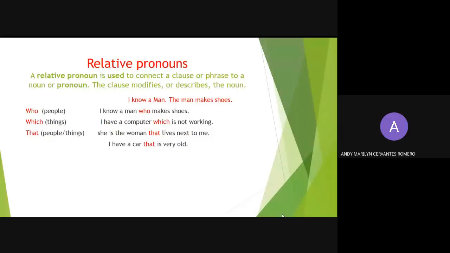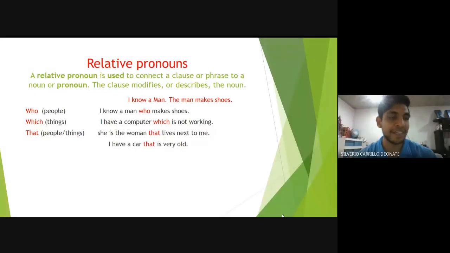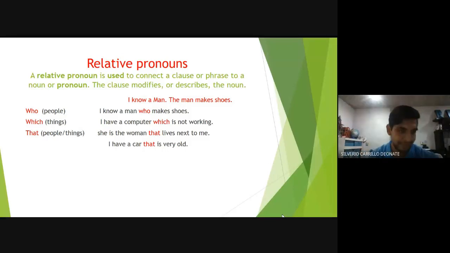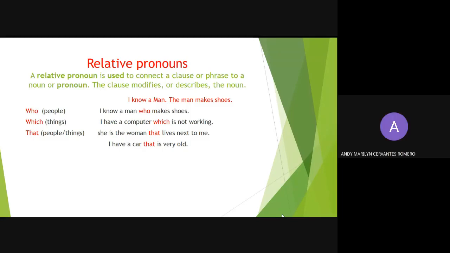My brother is a baker who decorates cakes. In this case, my brother is a baker, or my brother is the baker, who decorates cakes. Good. The following is, I buy a pencil which is broken.